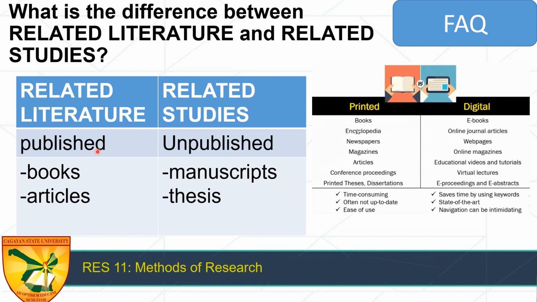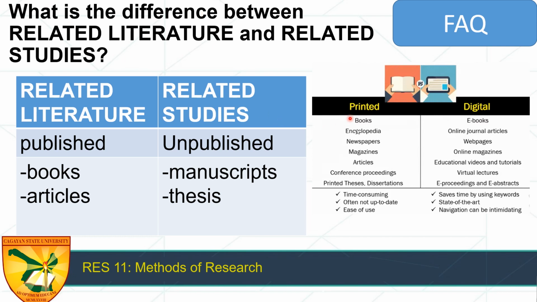On the other hand, your related studies are those that are unpublished. These are studies, inquiries, or investigations already conducted to which the present proposed study is related or has some bearing or similarity. And this could be manuscripts, theses, and dissertations. Published reports are also found in research journals and school papers, and related studies are likewise known as research literature, and they may be classified also as local or foreign.